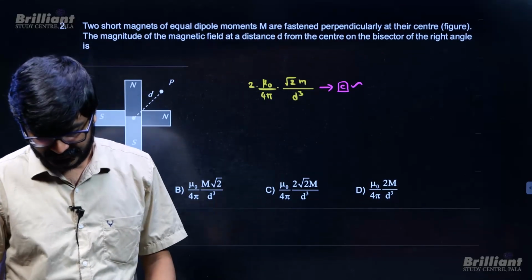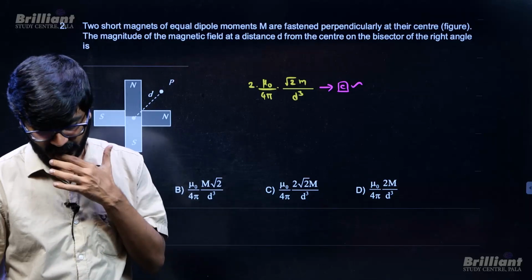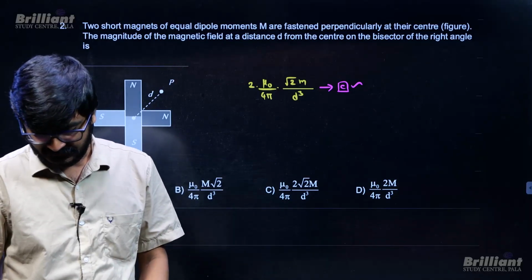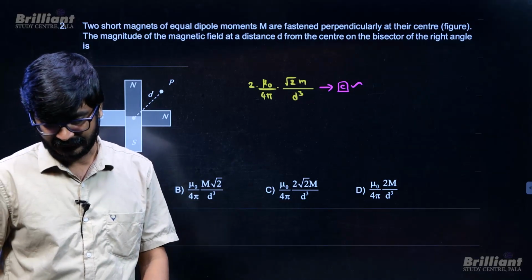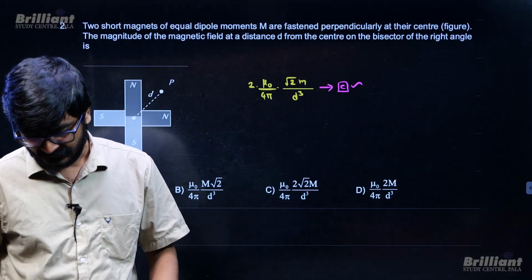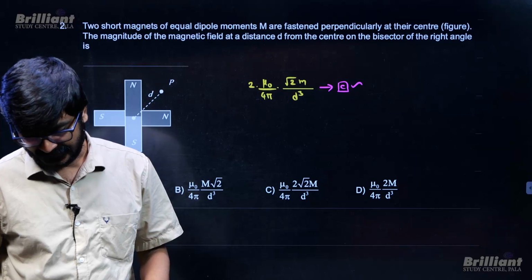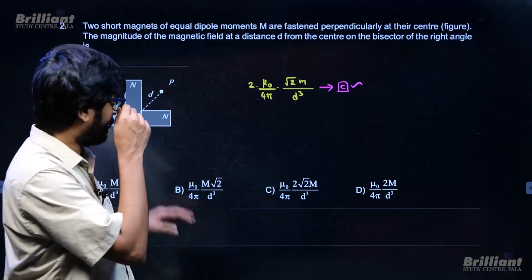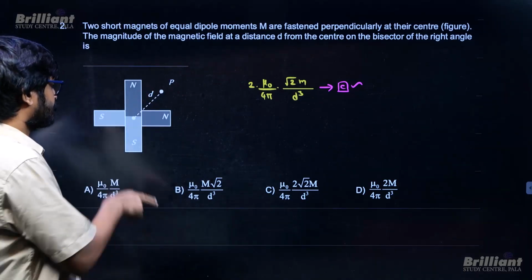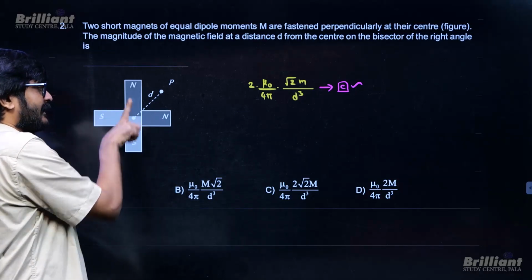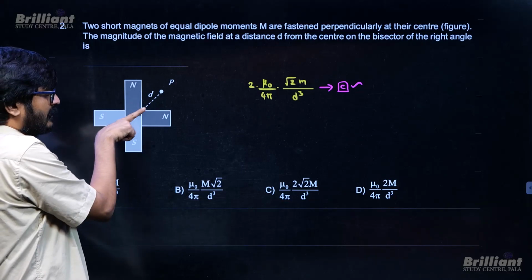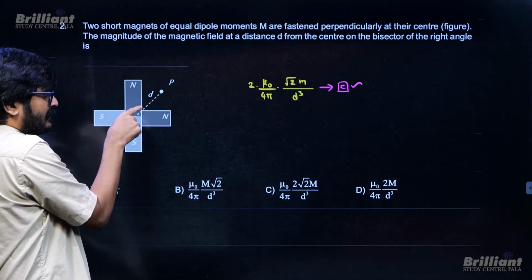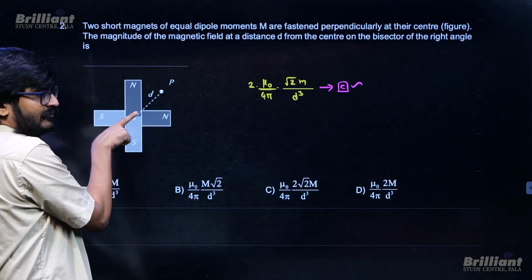Two short magnets of equal dipole moments m are fastened perpendicularly at their center. The magnitude of the magnetic field at a distance d from the center, on the bisector of the right angle, is? So bisector, that is at an angle 45 degrees. Now this magnetic moment is m, they are vector quantities, so the resultant magnetic moment is going to be root 2 m along this direction, and it is a short magnet. So the magnetic moment is root 2 m.